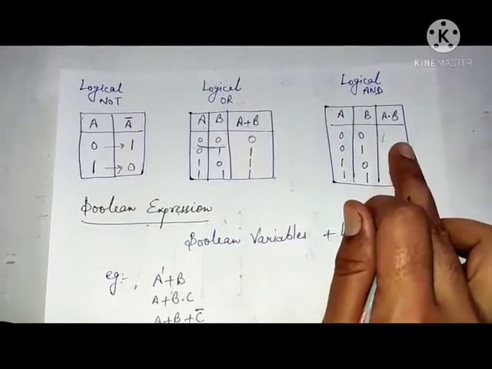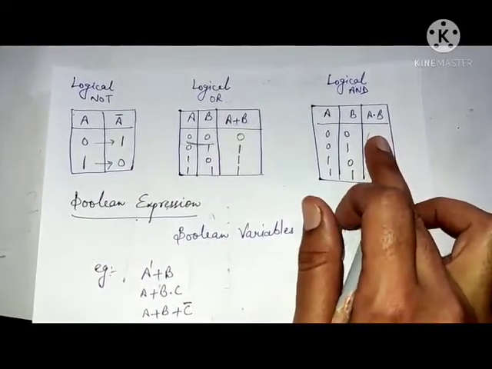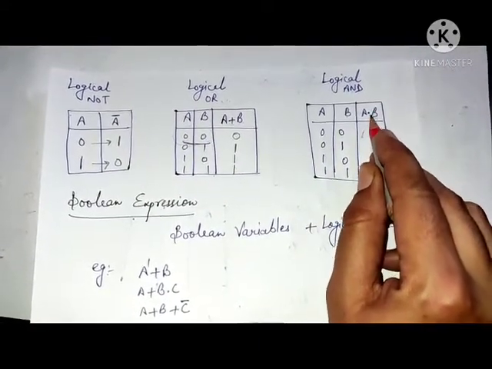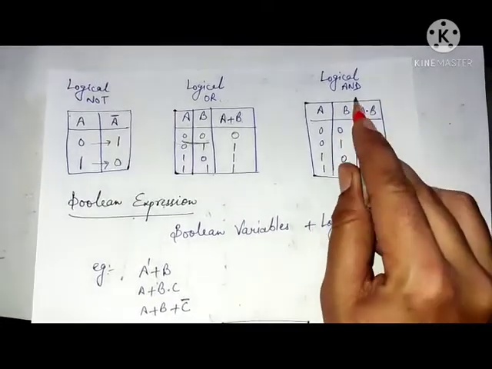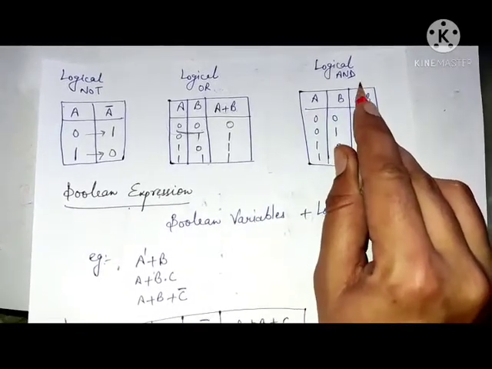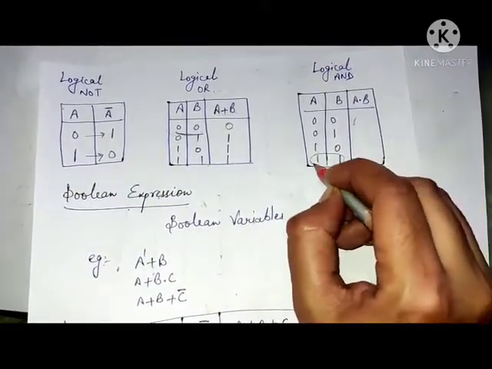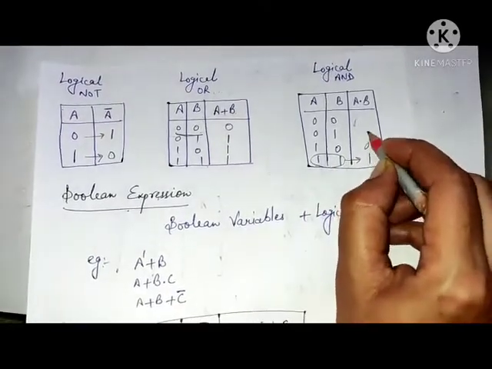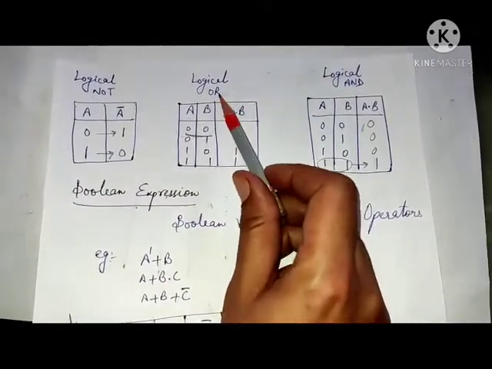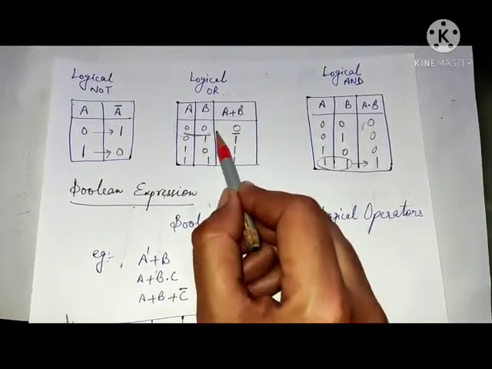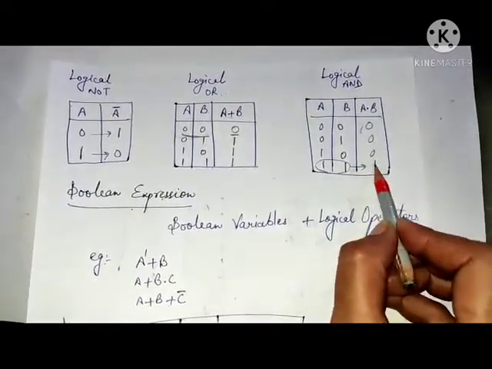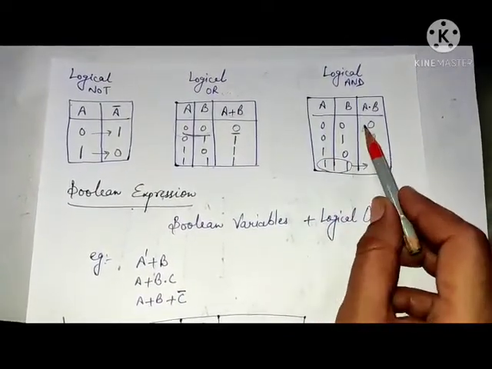Next is logical AND, which provides the product of two Boolean variables. So here I am taking the two variables A and B, and I want to perform the logical AND of that. Logical AND gives the result 1 only when all the operands are 1. So here all the operands are 1, it gives the result 1, otherwise it gives the result 0. Students, listen carefully. Logical OR gives the output 0 only when all the operands are 0, otherwise 1. Logical AND gives the output 1 only when all the operands are 1, otherwise 0.